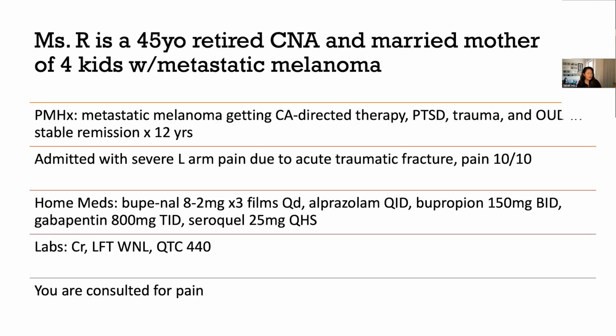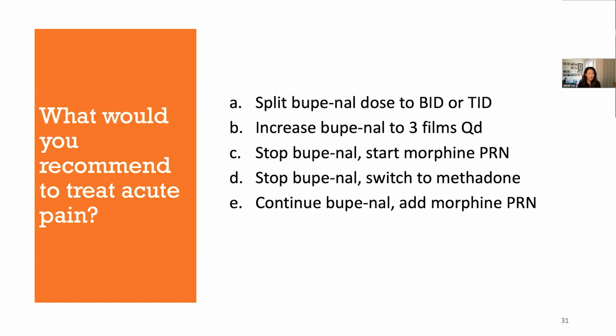But we can do this one case. So this patient is a 45-year-old retired nurse, and she's a married mother of 4 kids with metastatic melanoma. She's getting cancer-directed therapy. She has OUD. It's in stable remission. She's on buprenorphine 8 milligram films 3 times a day. So essentially 24 milligrams of buprenorphine a day to treat the OUD. She's admitted with severe left arm pain, found to have an acute traumatic fracture. The pain is excruciating. All the labs are normal. You're consulted for pain. What would you recommend to treat her acute pain?